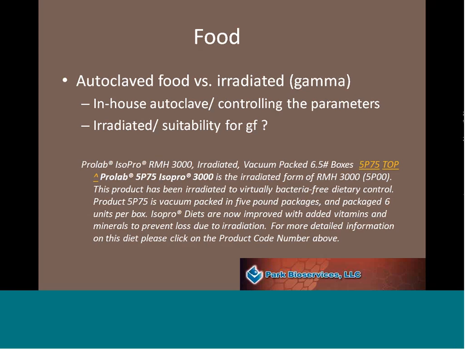Okay, talking about food, there's a discussion about what is the proper type of food to use, what is best. I believe that there are two major routes that you can go. The easiest is probably autoclave, because most people have access to autoclaving it in-house, and the second would be irradiated. Now, you can see on the screen the ProLab IsoPro little blurb that you see on all the packages.